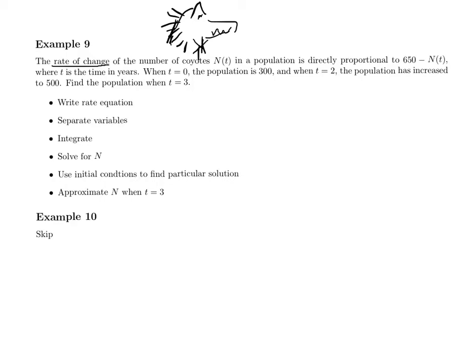All right, listen. The rate of change of the number of coyotes N of t. So N of t is representing the number of coyotes. The rate of change is directly proportional to 650 minus N of t, where t is time in years. When t equals 0, the population is 300. When t equals 2, the population has increased to 500. Find the population when t equals 3.